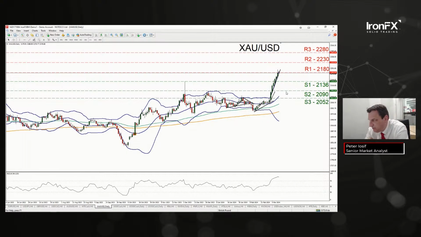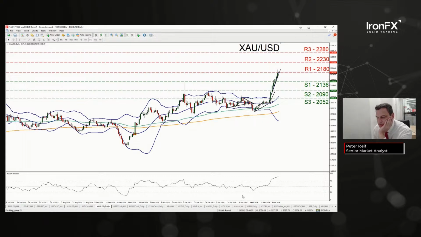Once again, though, for the time being, the bullish outlook is maintained, and I would expect the price action to breach the R1 2180 clearly and start aiming for the 2230 resistance level.